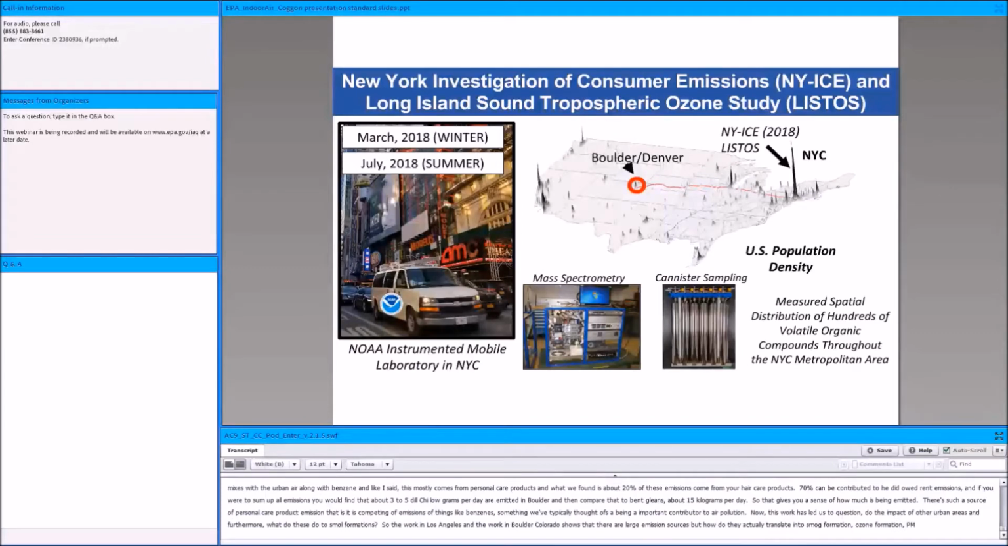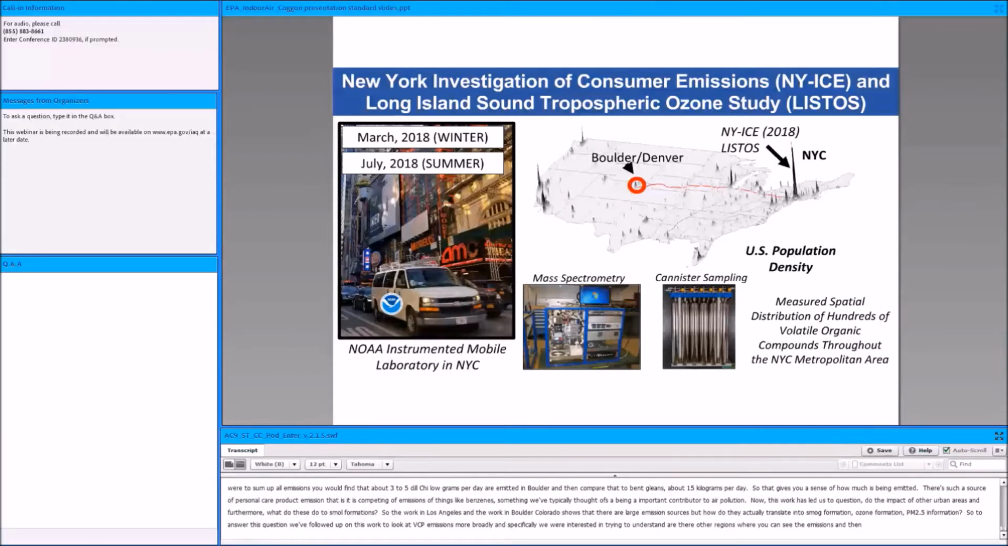So to answer this question, we've followed up on this work to look at VCP emissions more broadly, and specifically we were interested in trying to understand, are there other regions where you can see these emissions, and then can you quantify the ozone formation?